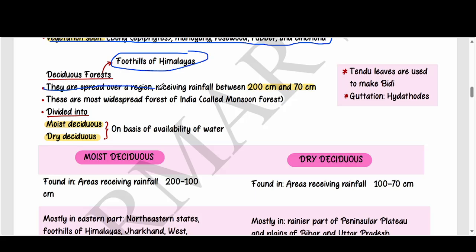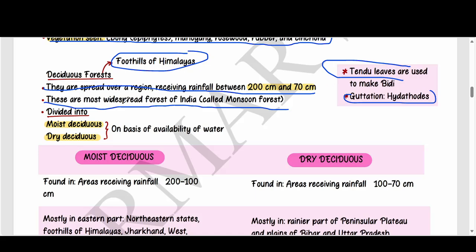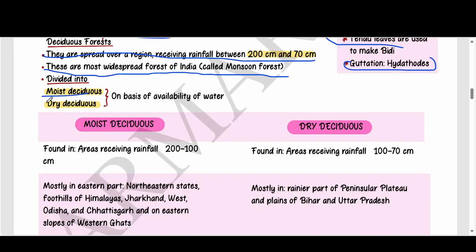They are spread over a region receiving rainfall between 200 cm and 70 cm. They are the most widespread forest of India, called monsoon forest. Tendu leaves are used to make bidi. Deciduous forest is divided into two: moist deciduous and dry deciduous, on the basis of availability of water.